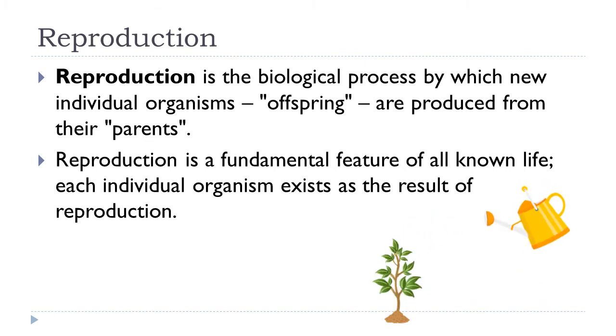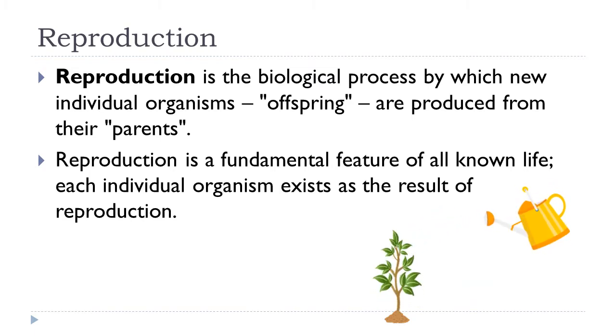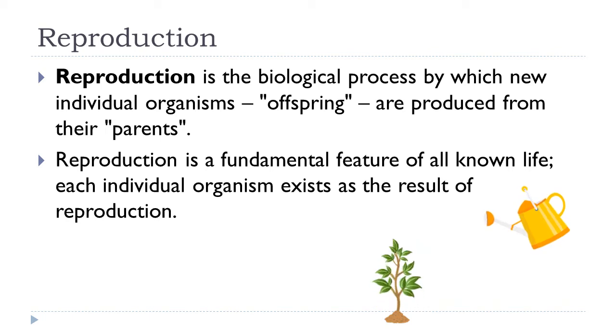Like animals, plants also grow in numbers by producing more of their own kind. Some plants reproduce by seeds. Some plants can also multiply without producing seeds. Let's see what is reproduction. Reproduction is the biological process by which new individual organisms, that is offspring, are produced from their parents.